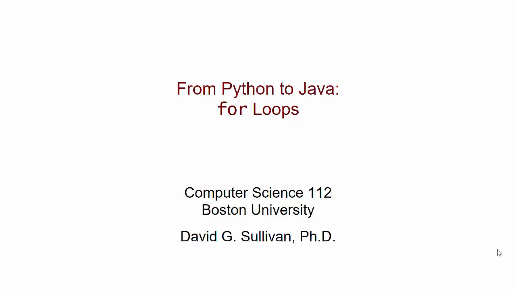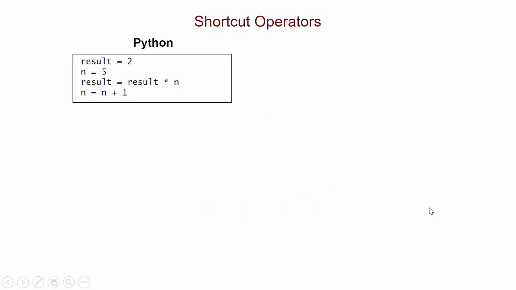This video focuses on for loops in Java, and we're going to see that they're very different from for loops in Python. Before we do that, though, I want to talk about shortcut operators. So consider this short piece of code in Python.